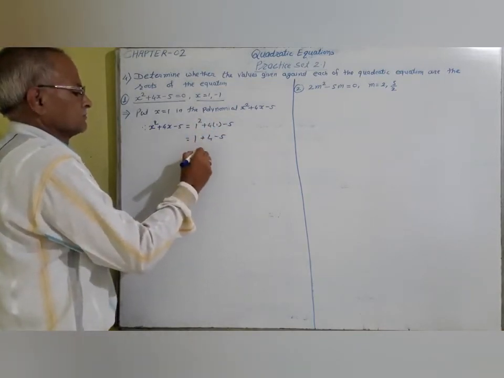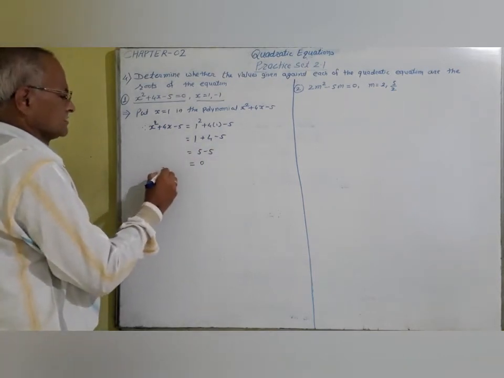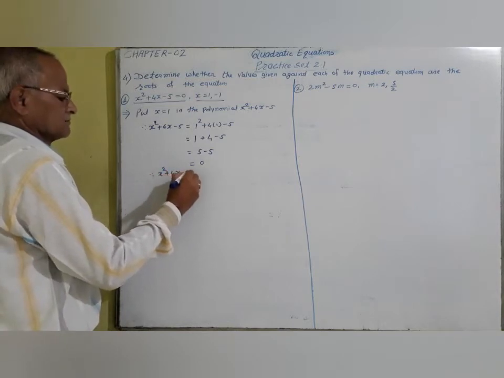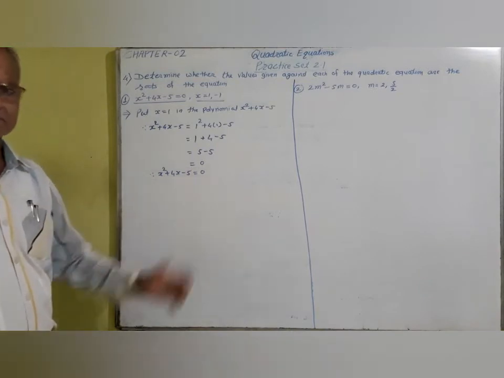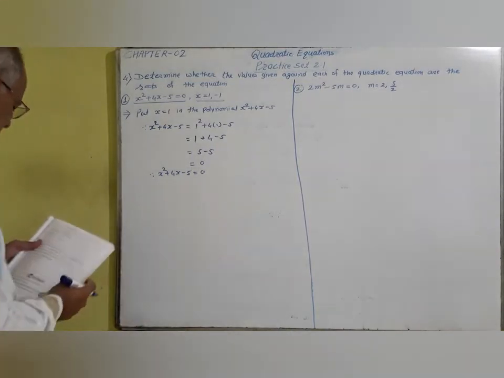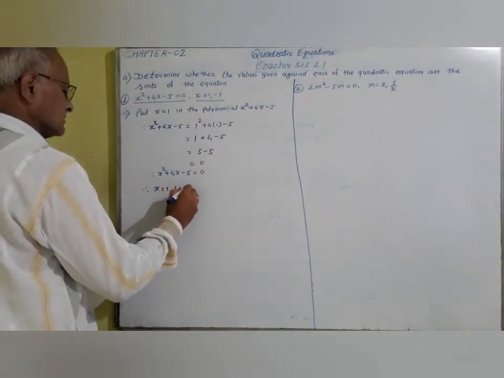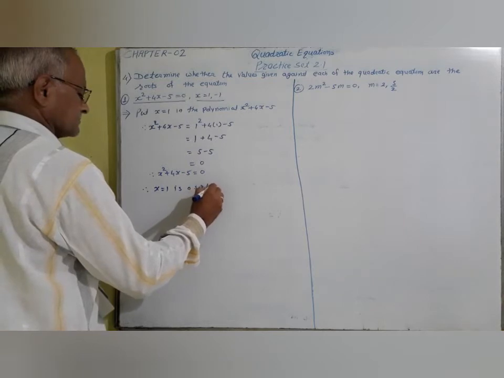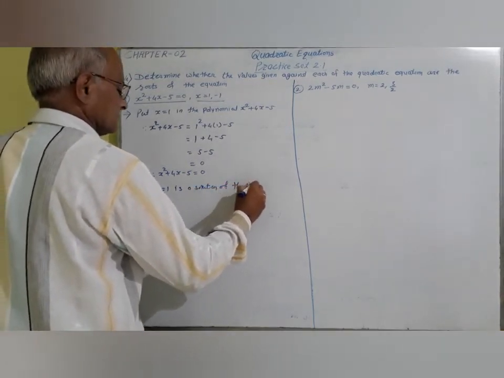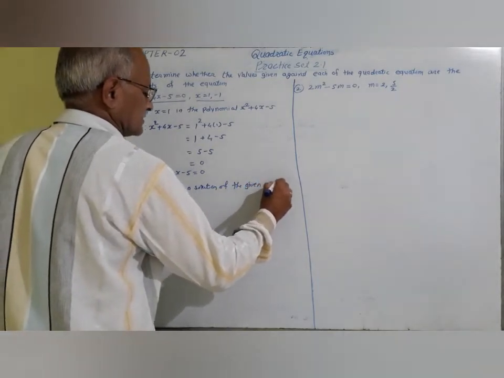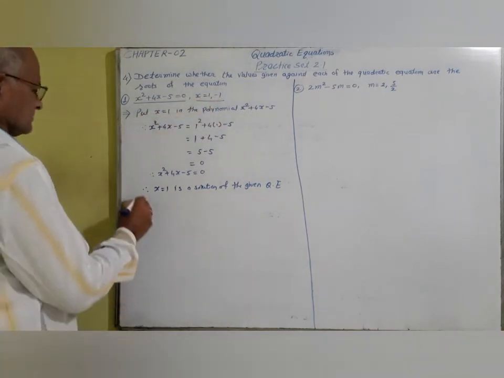1 plus 4, 5, minus 5 is equal to 0. Means in this case x square plus 4x minus 5 is equal to 0. Means the left hand side becomes equal to the right hand side. And hence we say that x is equal to 1 is a solution of the given quadratic equation. Now x is equal to minus 1.